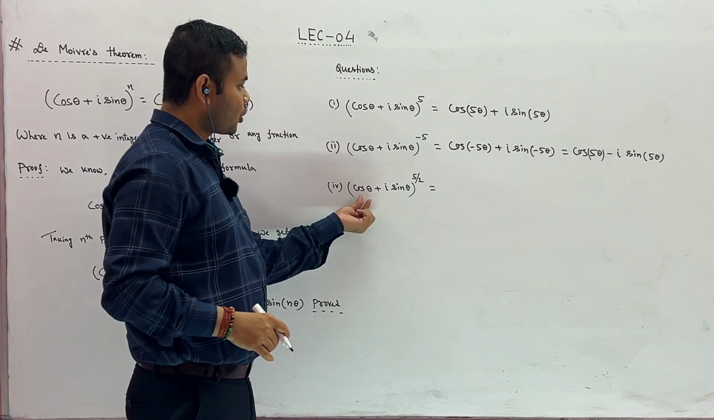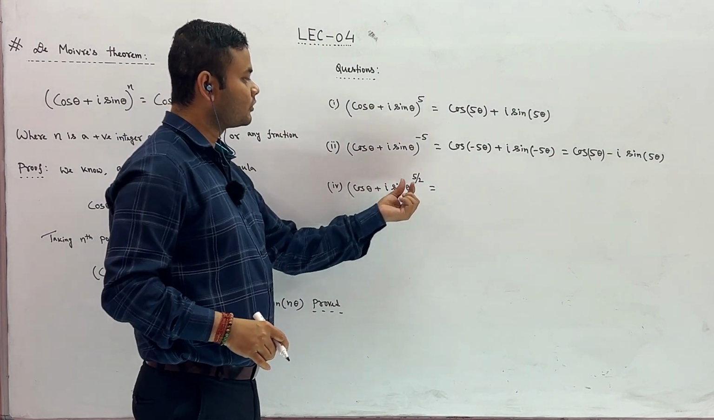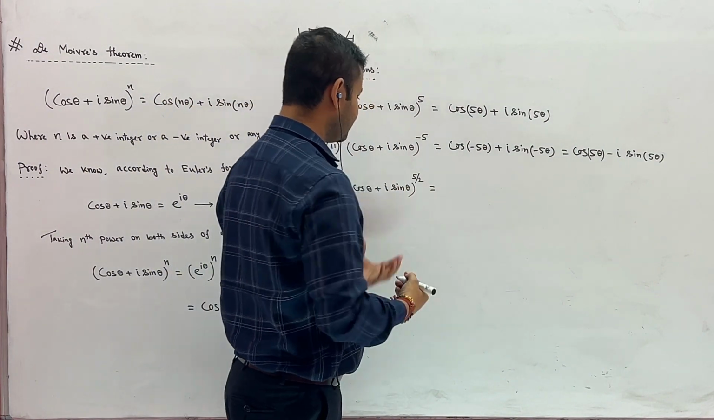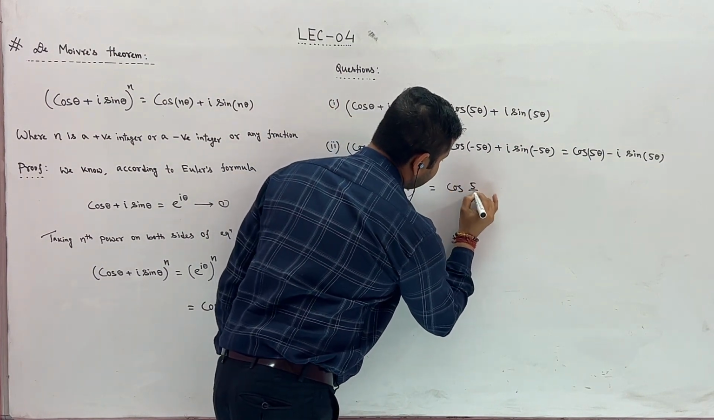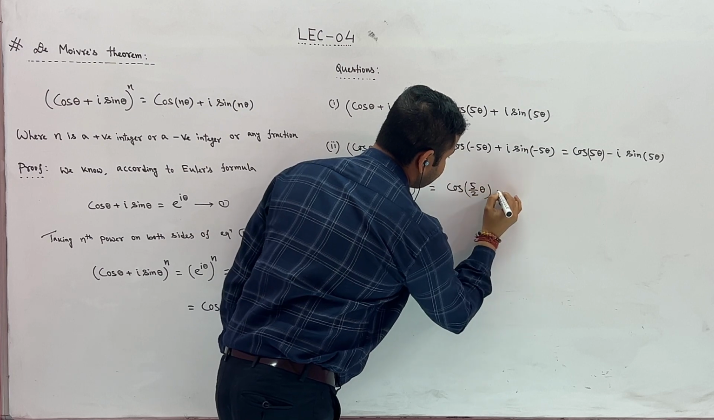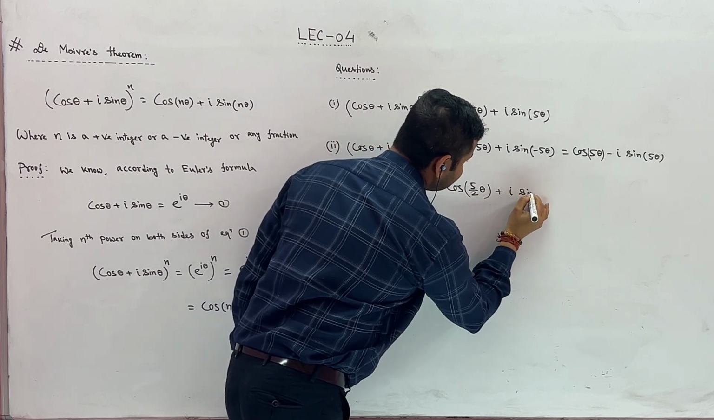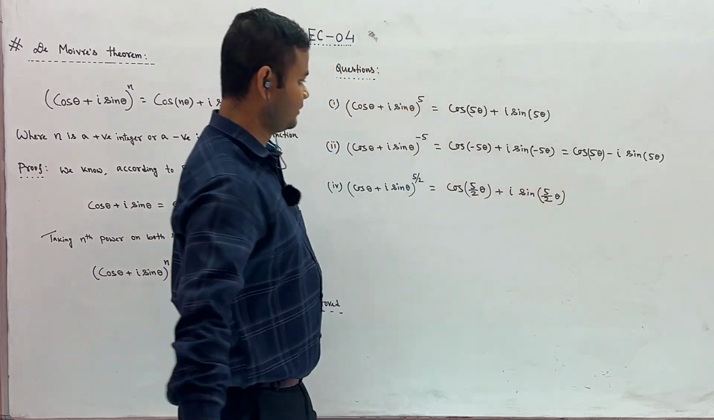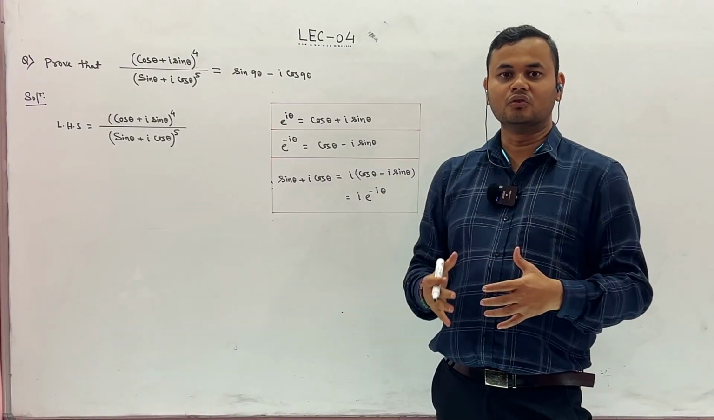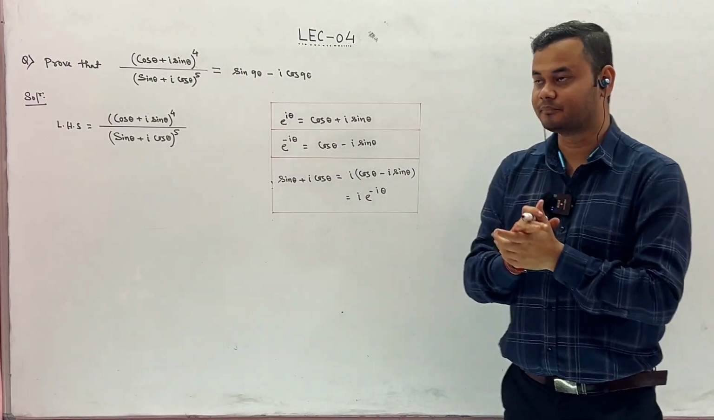Next question is (cos theta plus iota sin theta) to the power 5 by 2. So, if we apply de Moivre's theorem, we can write cos (5 by 2 into theta) plus iota sin (5 by 2 into theta). Okay? Now, let us do another problem.